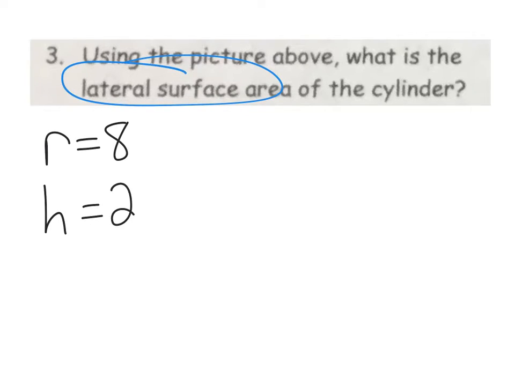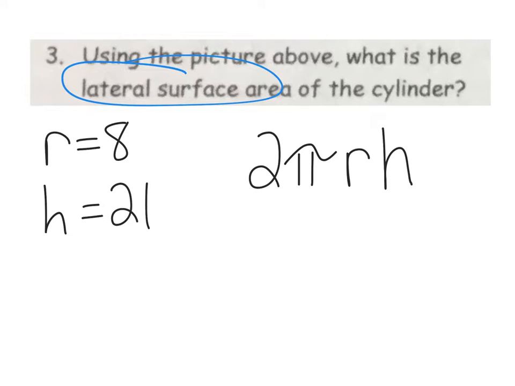is 21. Okay, so lateral surface area, remember, is just the first part of our formula for surface area. So all it is, is 2 times pi times the radius times the height. Okay, so that's all we're doing. And use 3.14 for pi. Go ahead and do that.